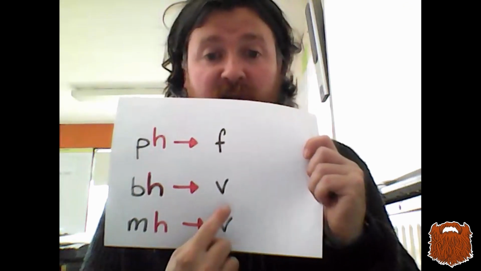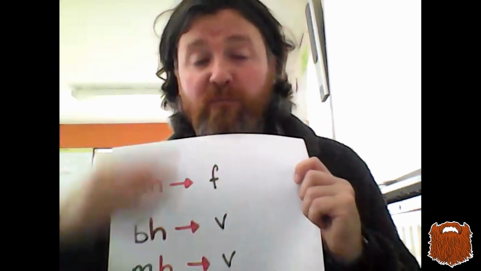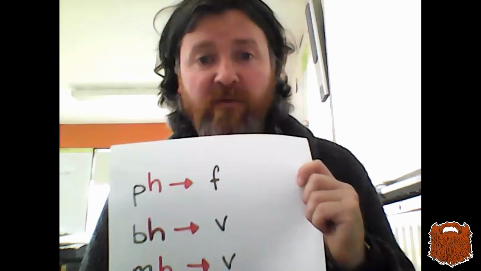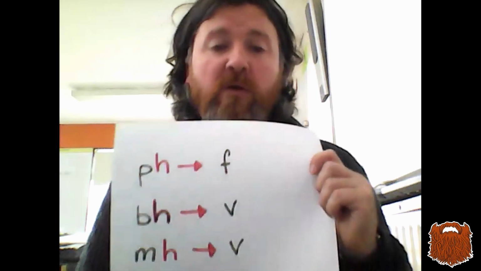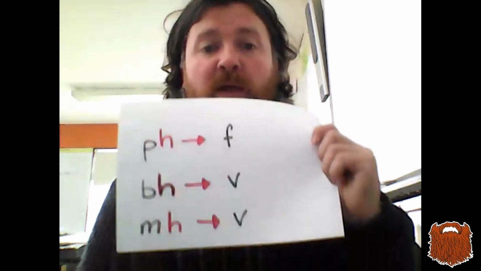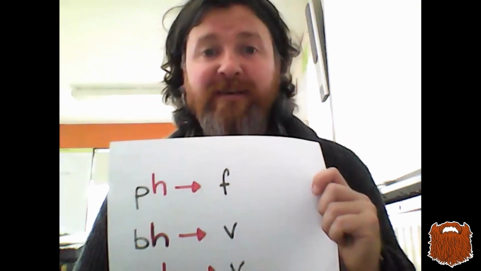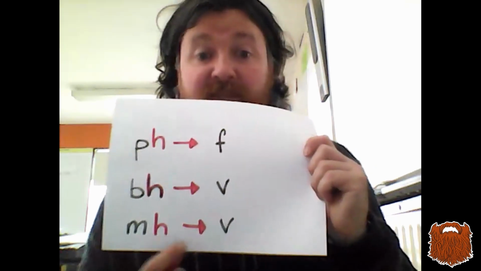BH goes to the V sound in Irish, which again is no teeth, but it's protruded if it's broad, and it's slightly rounded and conic. So it's W. And at the back of the throat if it's slender. And the MH makes the exact same sound, which is handy.